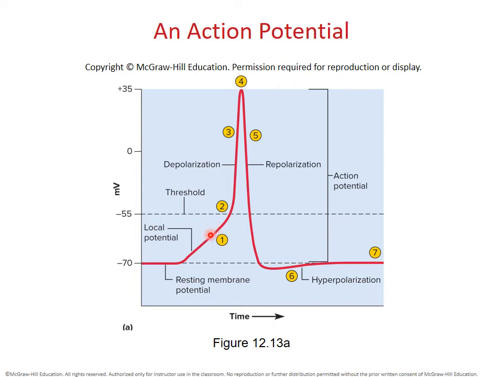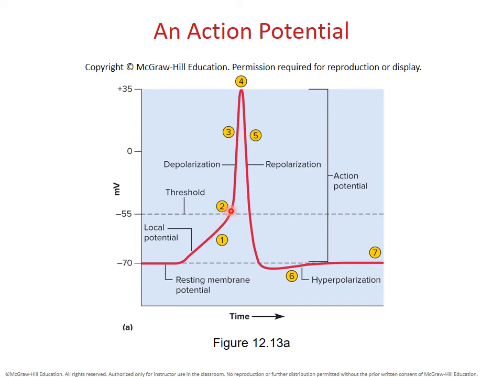Regardless of what it is, if those signals are still strong enough by the time they reach the trigger zone to reach threshold levels of depolarization, which again is about 15 millivolts less negative than rest, we are going to then initiate the action potential. So technically the action potential starts right here.